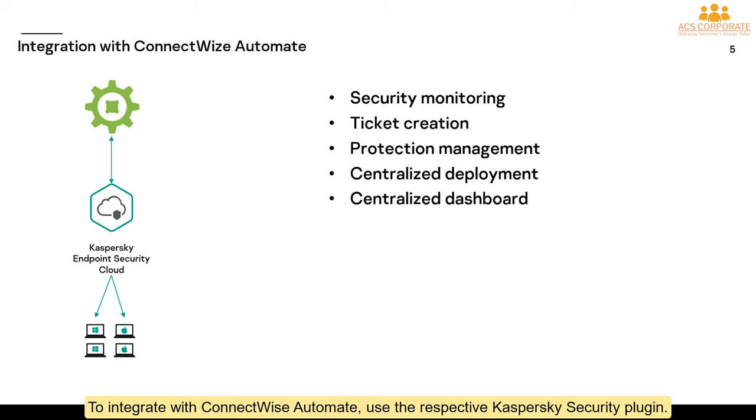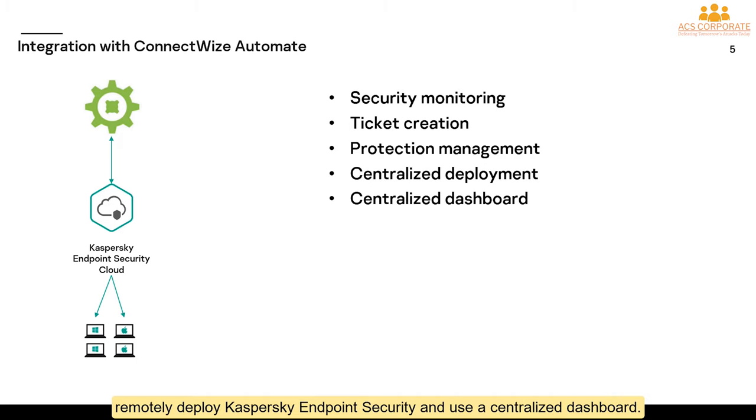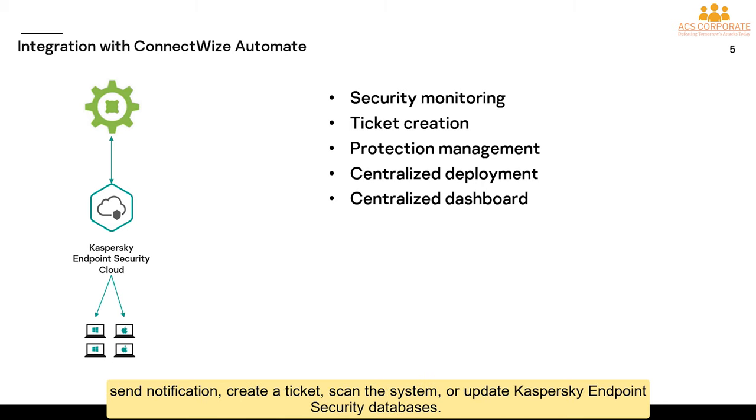To integrate with ConnectWise Automate, use the respective Kaspersky Security plugin. Integration allows ConnectWise Automate administrators to monitor protection, create tickets, manage protection, remotely deploy Kaspersky Endpoint Security, and use a centralized dashboard. ConnectWise Automate reacts to Kaspersky Endpoint Security events and performs actions configured for each event type. Send notification, create a ticket, scan the system, or update Kaspersky Endpoint Security databases.